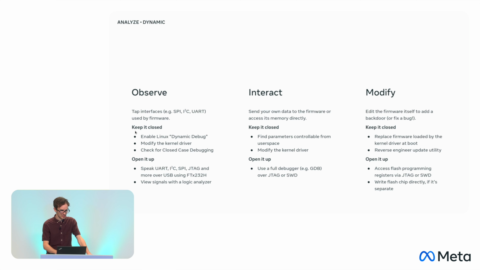And in those cases, you might look for things that are built into the kernel driver. Maybe there is existing debug functionality from the manufacturer that just needs to be turned on. And this is, again, where reading the kernel source can come in very helpful. There are various specifications called closed case debugging or something like that, which lets you get serial output, log output from various bits of firmware.